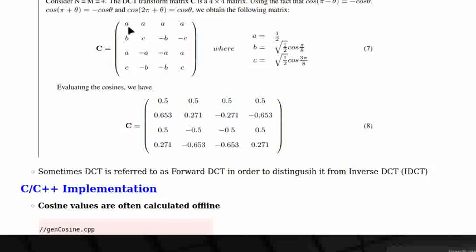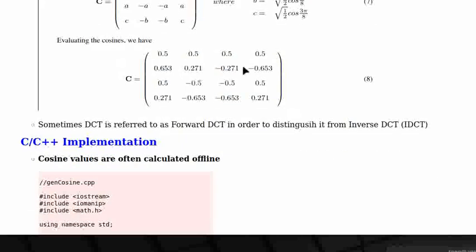You can easily see that C times C transpose is the identity matrix. In the transpose, a row becomes a column. So the first element of the product matrix is a square plus a square plus a square plus a square, equal to 4 a square, which is 1. The next element is this row times this row, which is ab plus ac minus ab minus ac, and is equal to 0. And so on. Evaluating the cosines, we get this matrix.